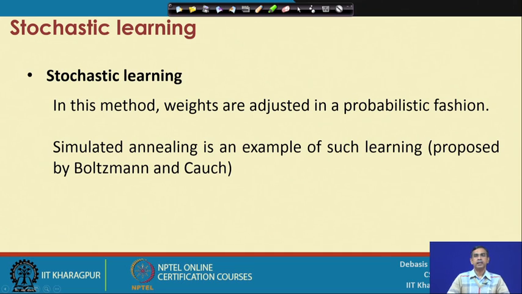Now, the supervised learning also can be a stochastic learning. In this method, the different network parameters like weights and others are decided or adjusted in a probabilistic fashion, so with certain probability or certain uncertainty it can be decided. An example of this kind is simulated annealing. We could not discuss simulated annealing because of the timing constraint, so it is not covered in this course. Simulated annealing is one kind of stochastic learning which is used to solve optimization problems.